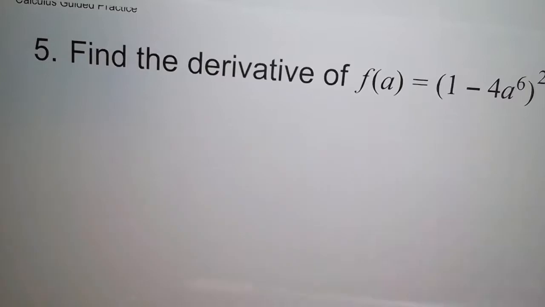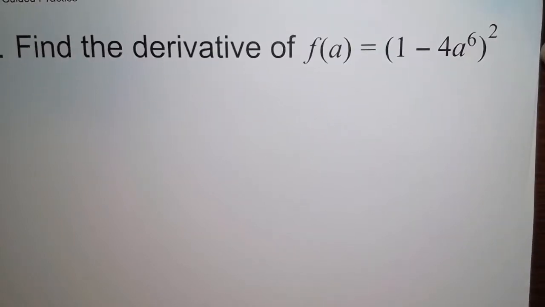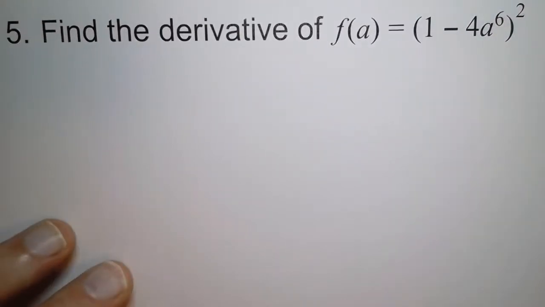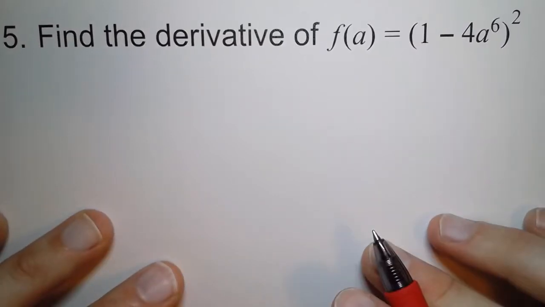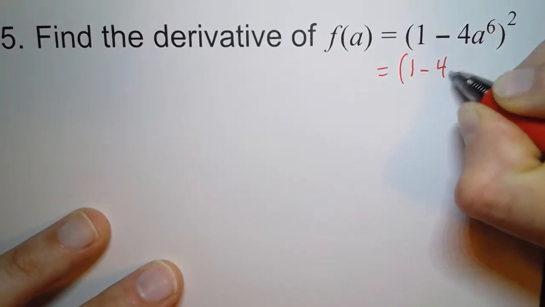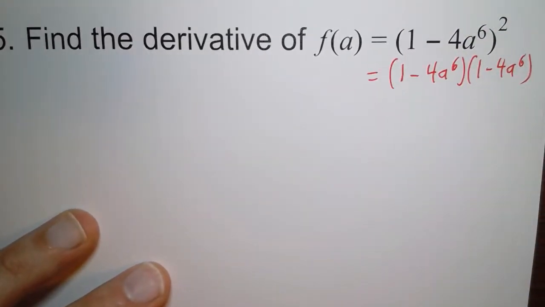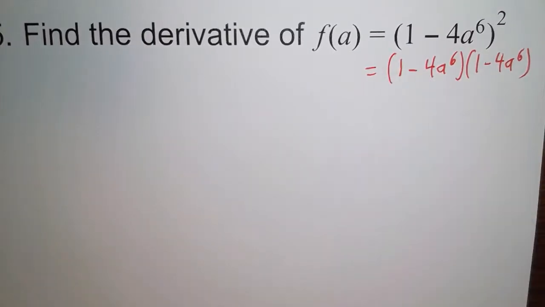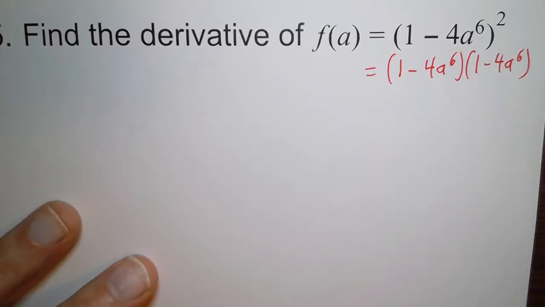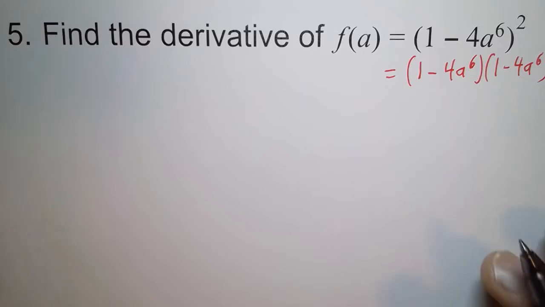Now the next one has one quantity that is being squared, and this is similar to the second example where you had e to the x quantity squared. So we could think of this as 1 minus 4a to the 6th times 1 minus 4a to the 6th. Now this happens to be a polynomial, which means we can actually simplify this first. I'm going to show you what that would look like, but I'll also show you what the product rule looks like, since that is what we're doing.